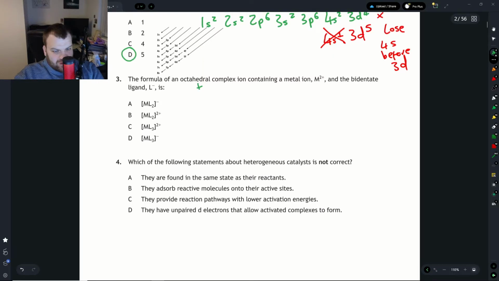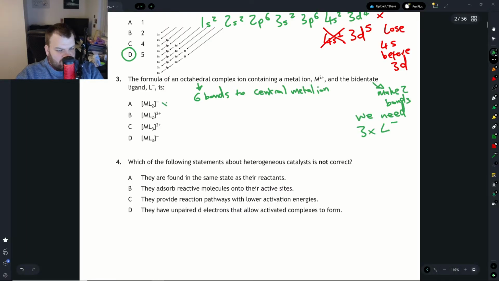In this one, we're asked about an octahedral complex. This would mean that there would be 6 bonds to the central metal ion. Bidentate ligands make 2 bonds. So we need 3 of the ligand. We've only got 2 in A and B, so I'm going to rule them out.